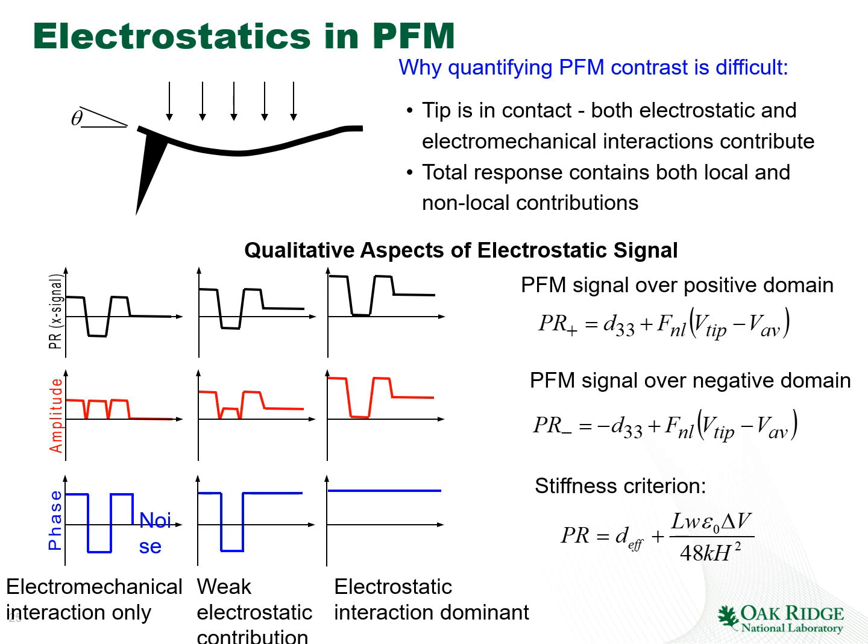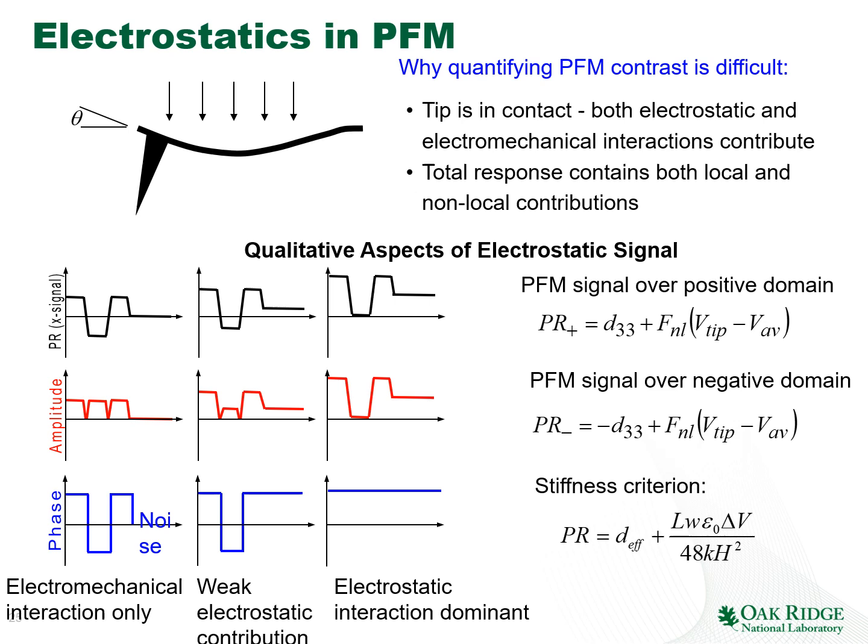If we expect only electromechanical interaction, then for a material with positive domain, negative domain, and then a non-ferroelectric region, the amplitude will look like this. The amplitude is expected to be equal for positive and negative domains, and the amplitude is expected to be 0 for the non-ferroelectric region. The phase is going to look like this. The phase is positive for the positive domain, negative for the negative domain, and would be noise for the non-ferroelectric region.